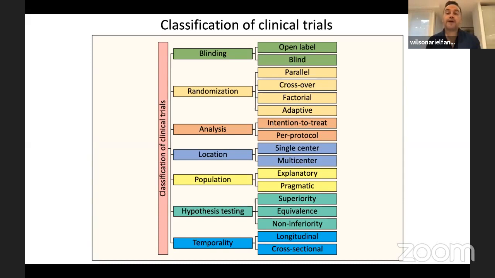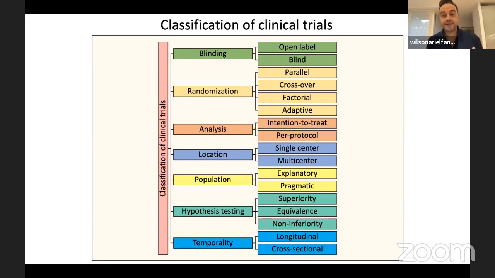Excellent, Karen. Thank you very much. And per protocol is exactly the opposite. So for intention to treat analysis, I think the keyword is the randomization. When you are analyzing the patients, keeping in mind where the randomization was, and you are accounting for the missing data, this is an intention to treat analysis. So it doesn't matter what happened to that patient. It doesn't matter if the patient dropped out. We have to keep that information in for the analysis.